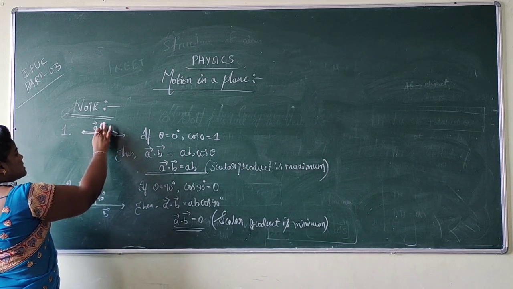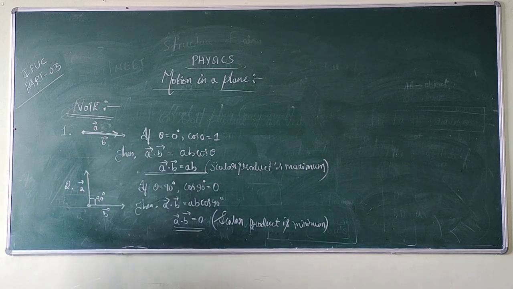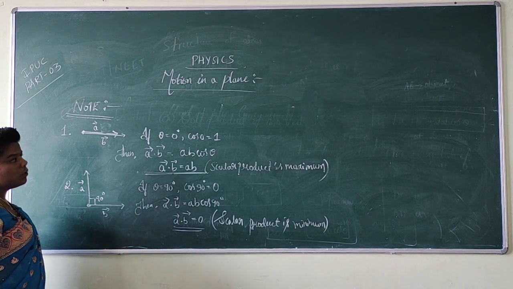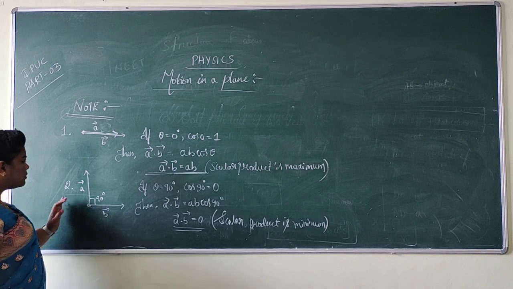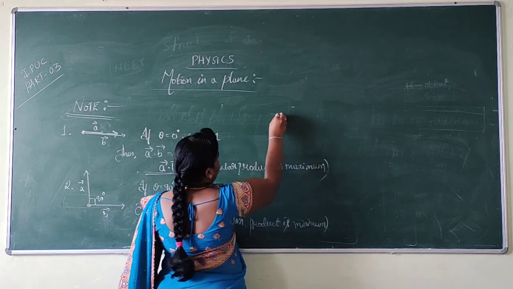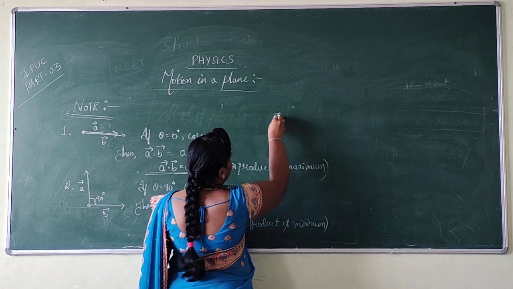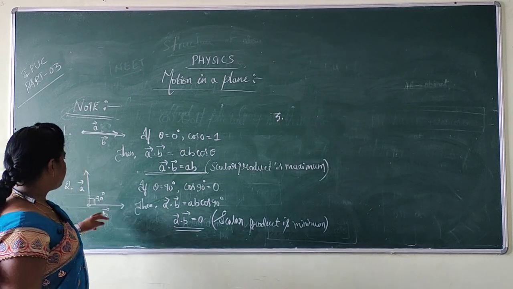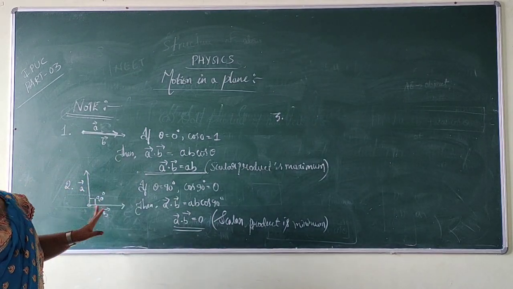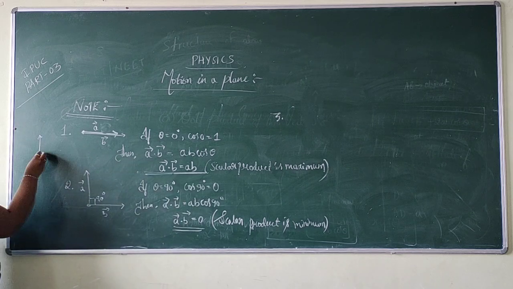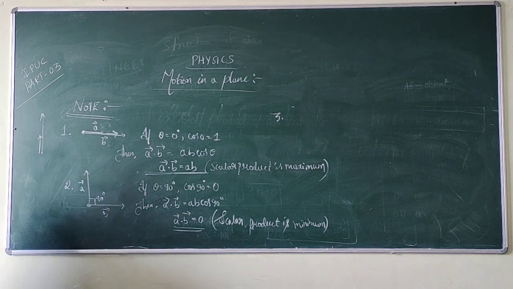So let us discuss some numericals in the next class, that is in the next part 4. While discussing all those numericals, you will get an idea why we are going to write this third point in the note. So my dear students, now you can observe that I am moving towards the third point. You can observe that here both are in the same direction. Even you can consider that vector A is in the y direction and also vector B is in the y direction.